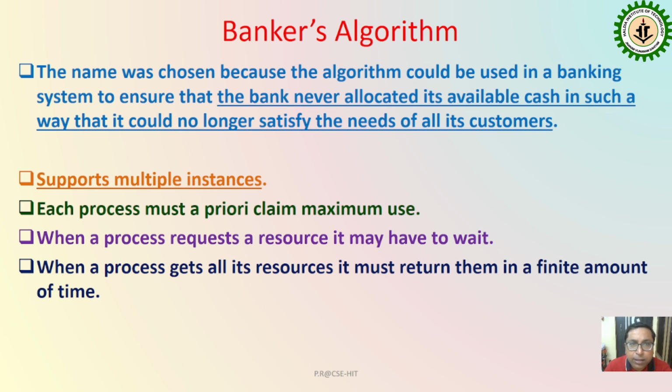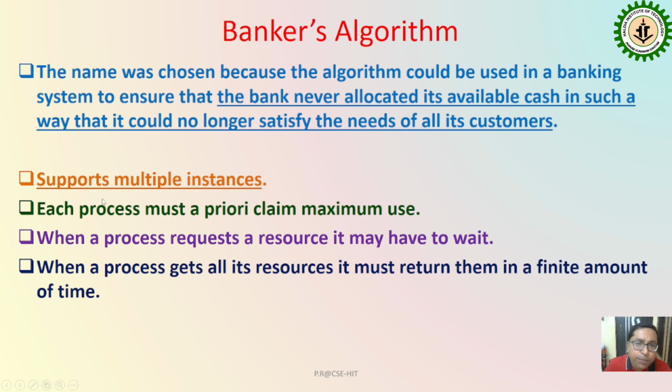The name banker's algorithm was chosen because the algorithm could be used in a banking system to ensure that the bank never allocates its available cash in such a way that it could no longer satisfy the needs of all its customers. In this case the resources are the money. Suppose a bank has a fixed amount of available cash, so it can't serve its customers more than the available cash. So that resource, the cash or money, is fixed.